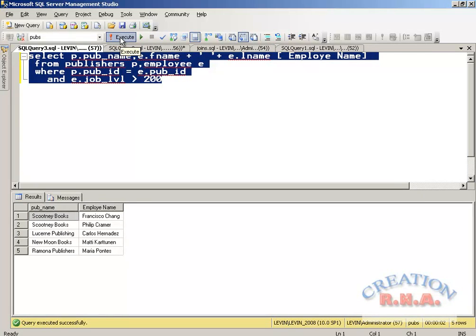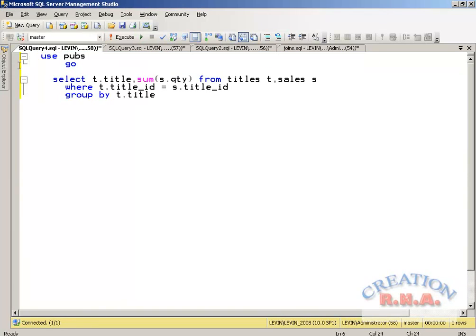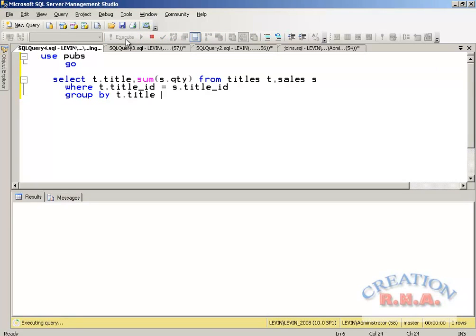There we have another equi-join which has one more condition attached to it in the where clause. Now let's go and see the third one. Here is one more example of how the equi-join is being used.